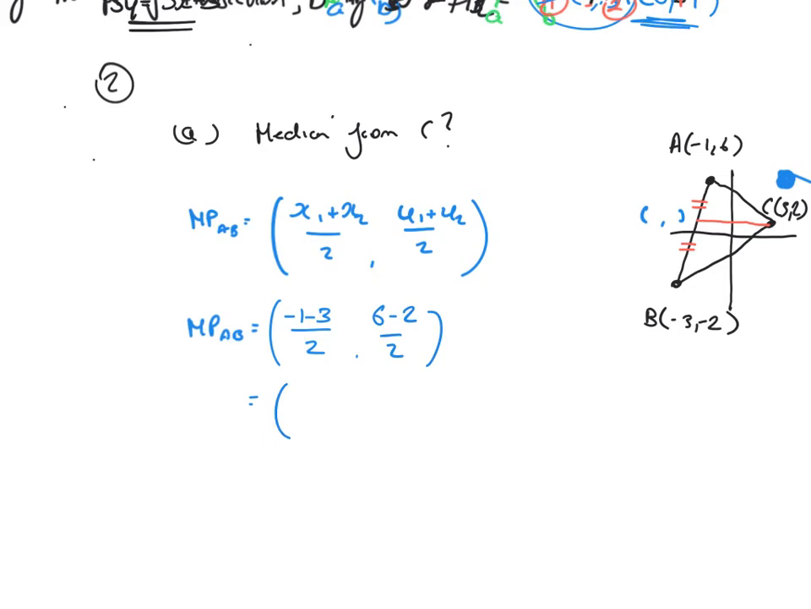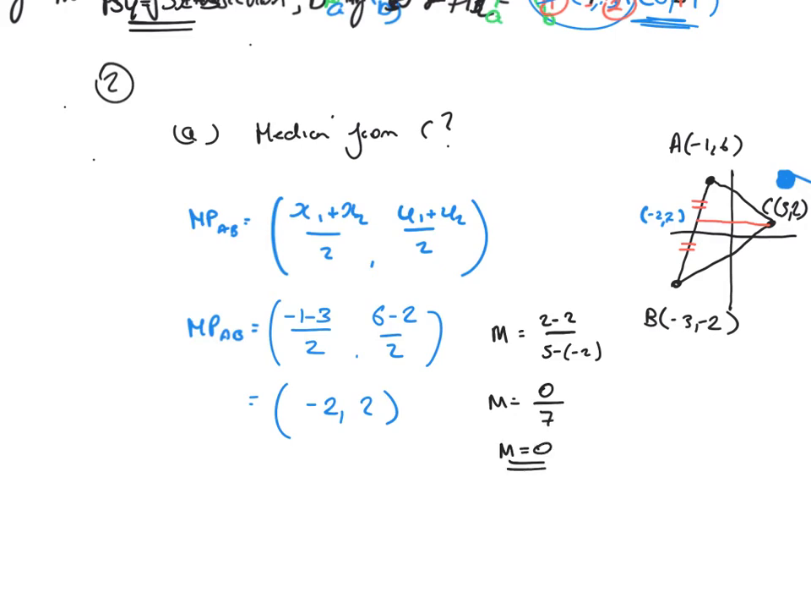Okay, -1 minus 3 is -4, minus 4 over 2 is -2, 6 minus 2 is 4, 4 over 2 is 2. Okay, let's feed that into the diagram, -2, 2. I can now find the gradient of the median by doing y2 minus y1 over x2 minus x1. So that's going to be 2 minus 2 over 5 minus 2. Okay, 2 minus 2 is 0, and it's 0 over 7, which is equal to 0.